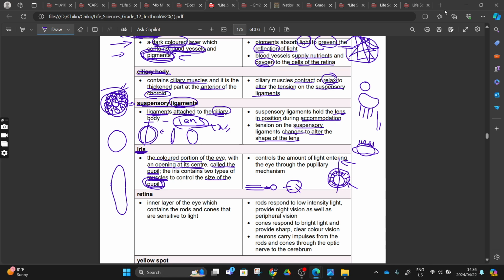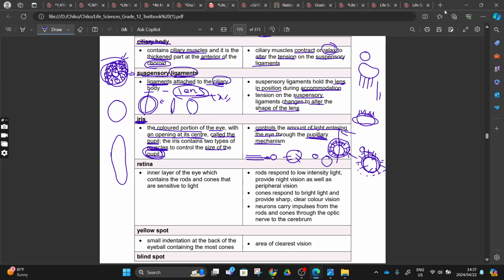We are going to learn about this tomorrow when we do the pupillary mechanism, right? We will learn what is causing our pupil to be small and what is causing it to be big, and what the radial muscles and the circular muscles are doing, so that our pupil becomes small and becomes big. The function here is to control the amount of light entering the eye through the pupillary mechanism, right? It controls the amount of light by reducing and increasing the size of the pupil. By doing that, it is controlling the amount of light entering our eye. You'll agree with me, right?